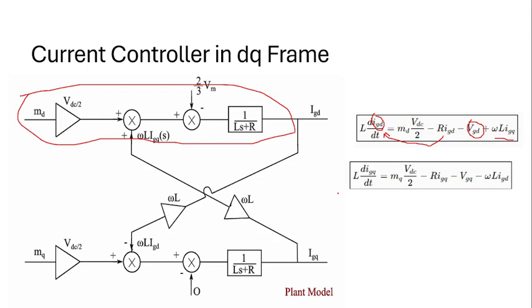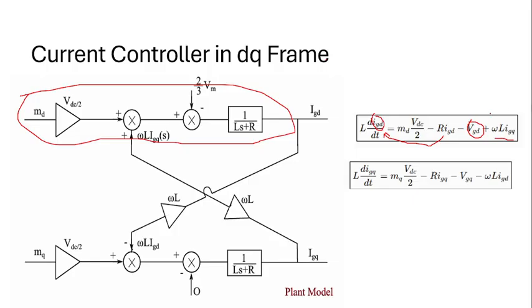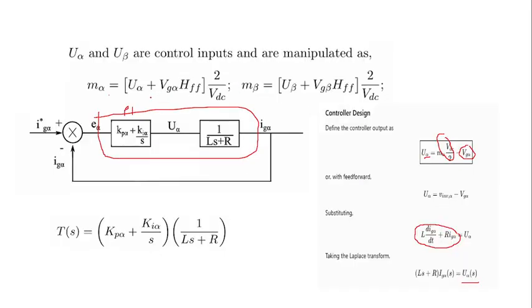Okay. So in the similar way, we model the bottom one also. This is the plant model for DQ current control. Now the control equations are obtained by choosing the control input UD and UQ such that they cancel out the disturbances. Means these are the disturbance terms. Okay. So we have to remove these disturbances by using some control input, by doing some closed loop control like this.